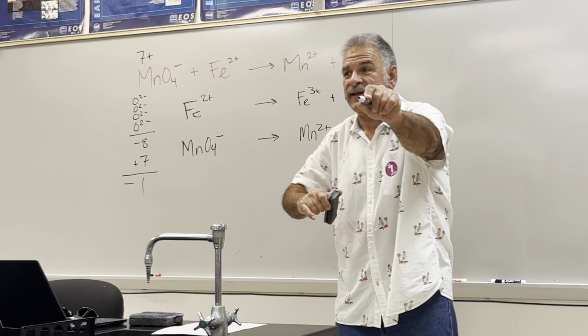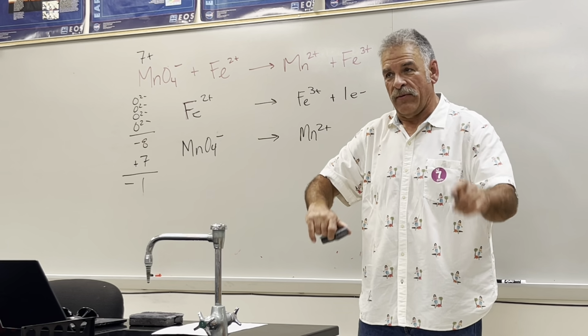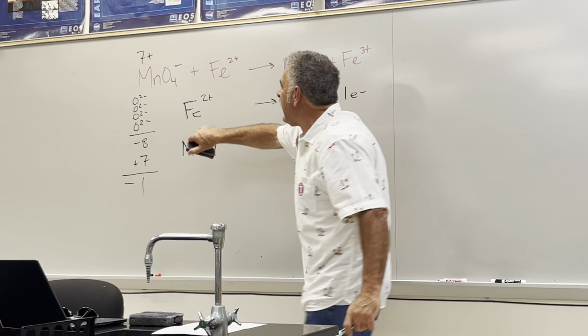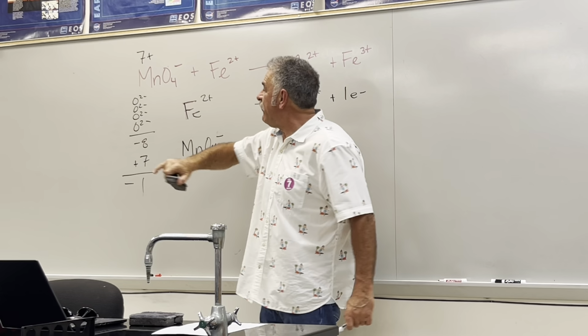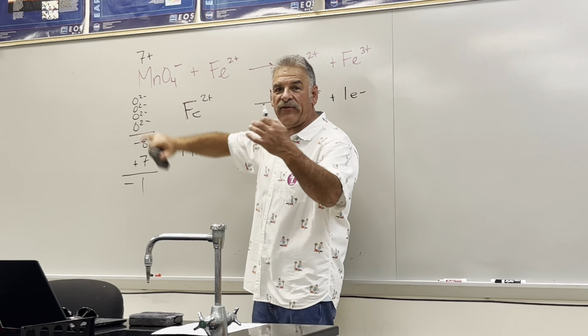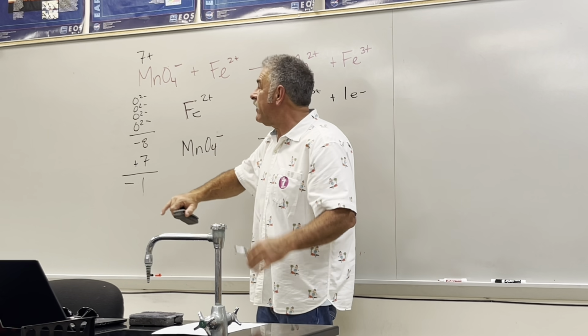Is manganese always a plus 7, or only when it's attached to oxygen? It's always plus 7 in permanganate. So if you see permanganate, you can say manganese is plus 7. If you see phosphate, you can say phosphorus is plus 5.